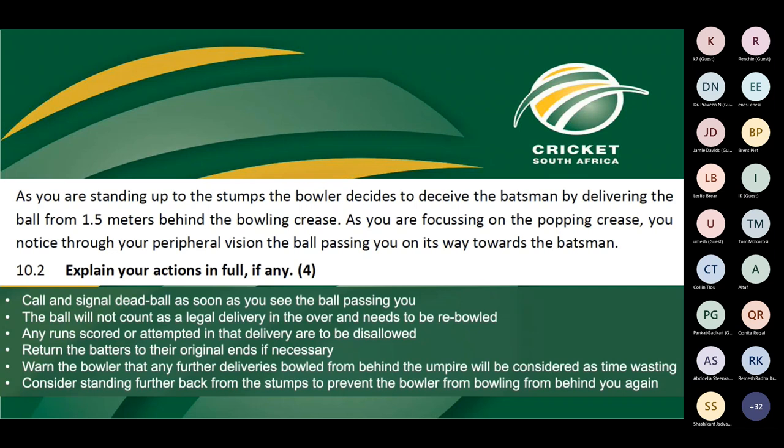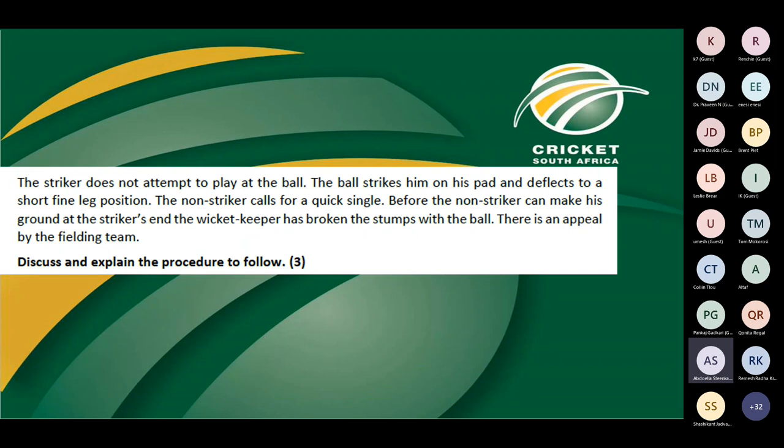The striker does not attempt to play at the ball. The ball strikes the striker on the pad and it ricochets to the short fine leg position. The non-striker calls for a quick single. Before the non-striker can make his or her ground at the striker's end, the wicketkeeper has broken the stumps with the ball. There's a huge appeal by the fielding side.